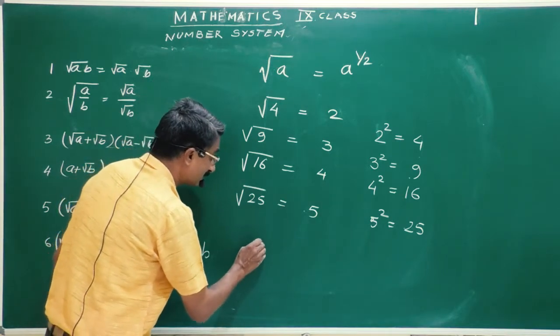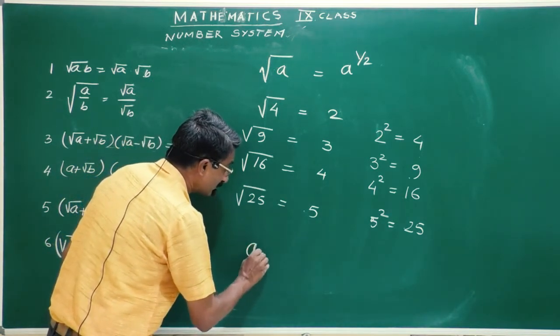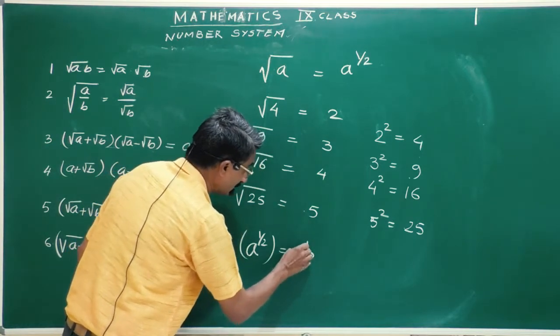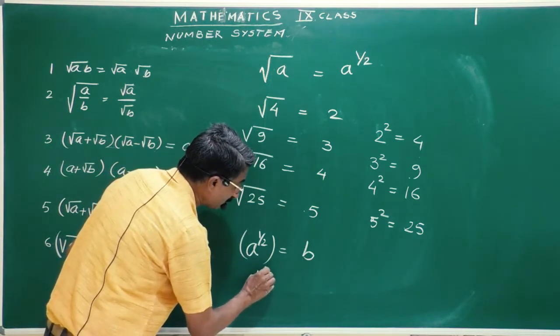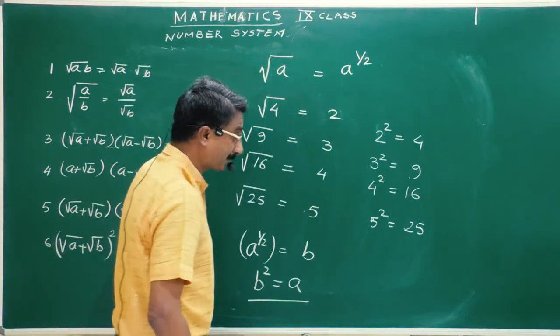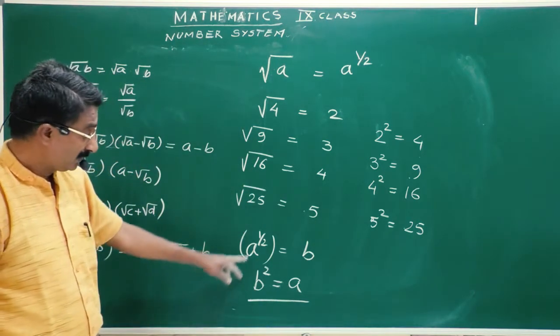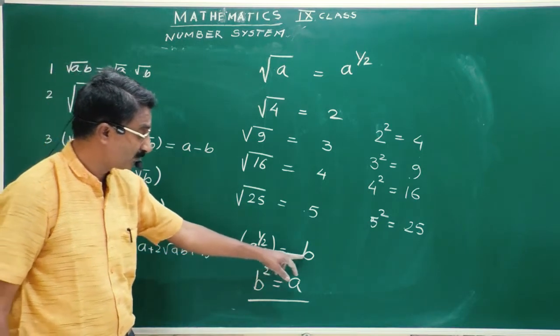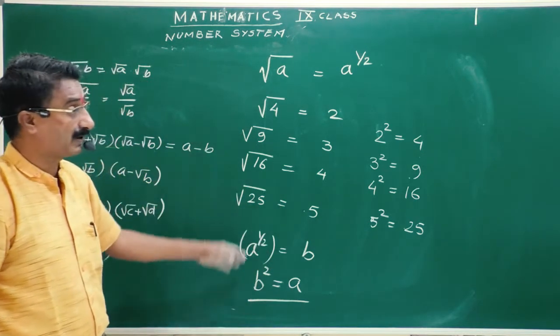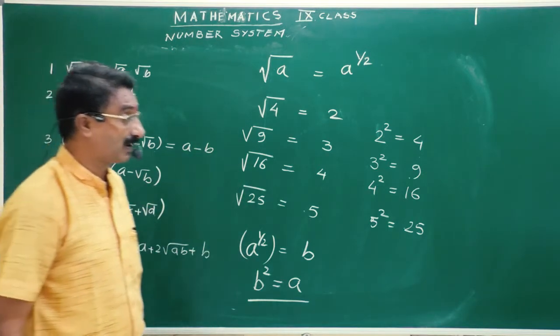Means, if a raised to the power 1 by 2 is equal to, say, b, means b raised to the power 2 is equal to a. Clear? This is clear to you? A raised to the power 1 by 2 is equal to b. That means b square is equal to a; what we are saying is the square root.